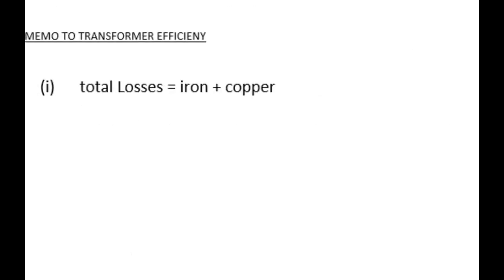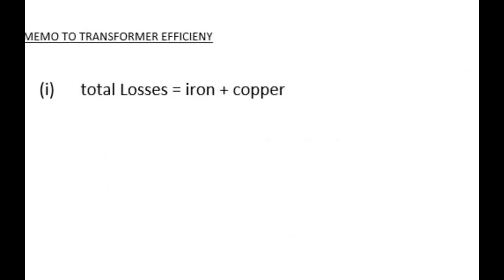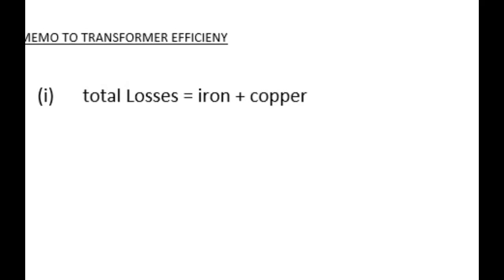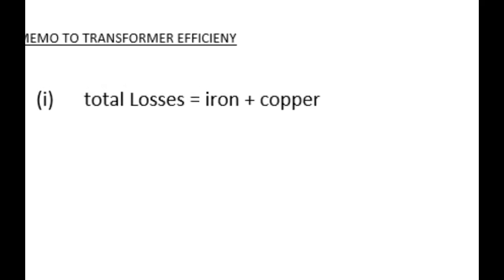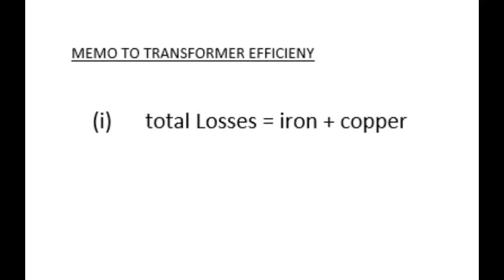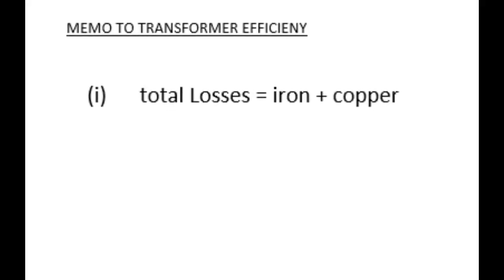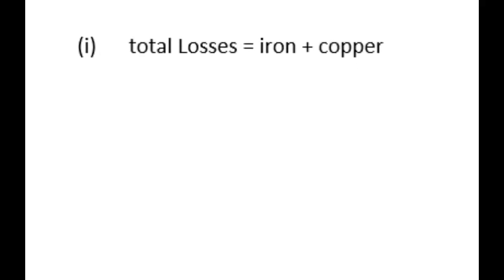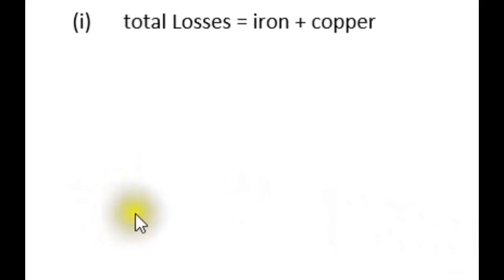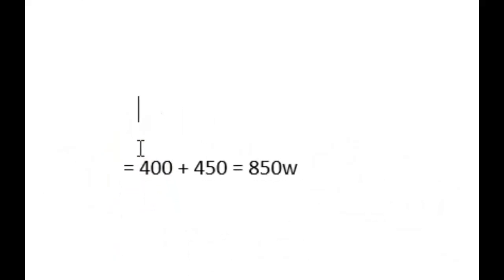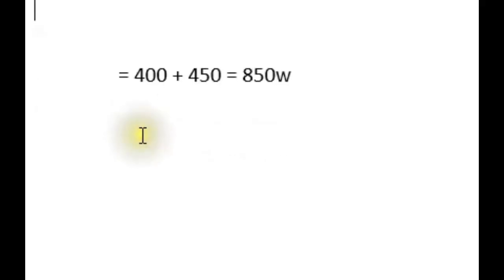Alright, answering the first question, they wanted to know the total losses. The total losses is equal to the iron losses plus the copper losses. All you have to do is add the two losses together. The iron losses were 400 and the copper losses are 450. So 400 watts plus 450 watts gives an answer of 850 watts, and that's our total losses.